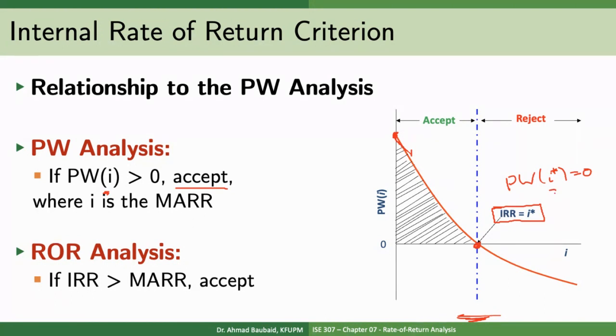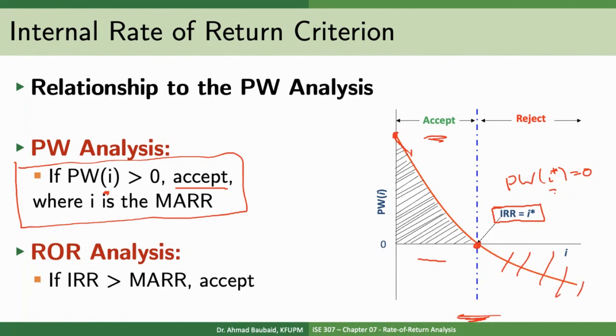And what we saw before was the following. Of course, in this region here, my net present worth is positive. Obviously, every point here on this curve is above the x-axis. So here I will accept, based on what I just described. But then if you cross this I star, this internal rate of return, I'm in the negative zone. So here, everything is negative. Therefore, I'm going to reject my single investment.